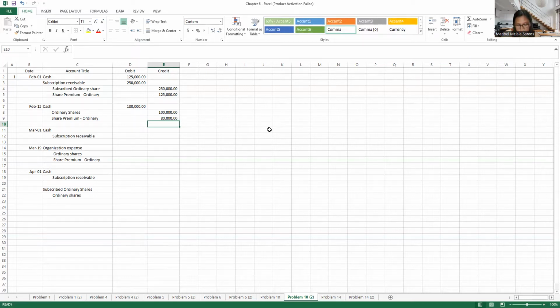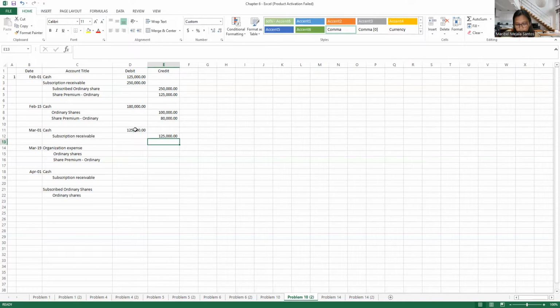Then, of course, next is March 1, an installment amounting to 1/3 of the subscription price was received. So, naka-receive daw tayo ng subscription price, 1/3. Yan din yun yung 1/3 kanina, 125. Then, credit subscription receivables.